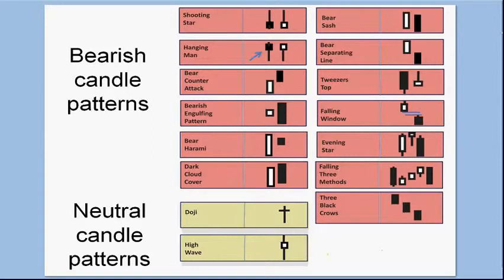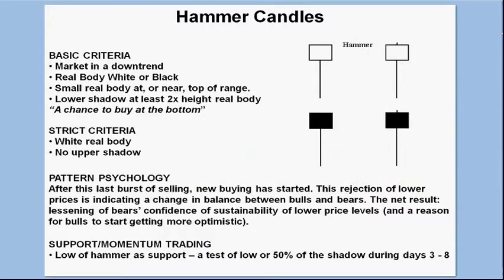So when you take a look at a hammer candle, which is part of today's focus, there is what you'll call basic criteria and strict criteria. And in basic criteria, you're going to have a hammer in a downtrend, and it's really referred to as hammering out the bottom of a price move. The body can be black or white or green or red. It just depends on what color charts you might use. Now, in this case here, let's just assume we're taking a look at this white-bodied candle.